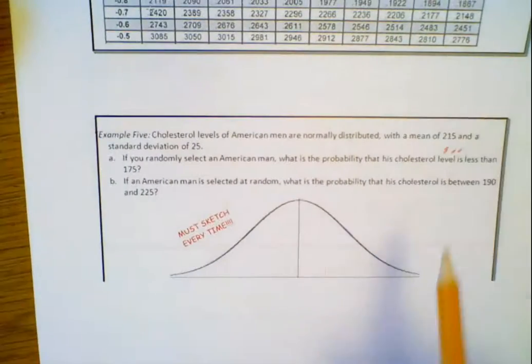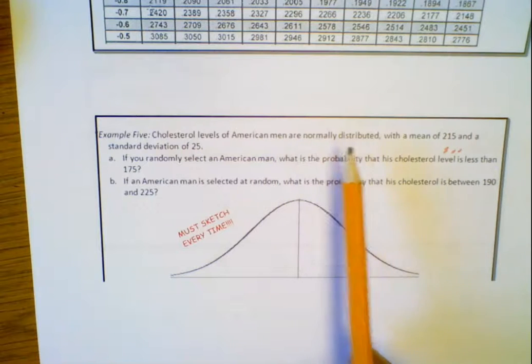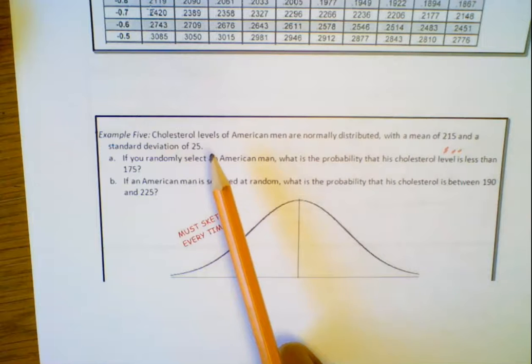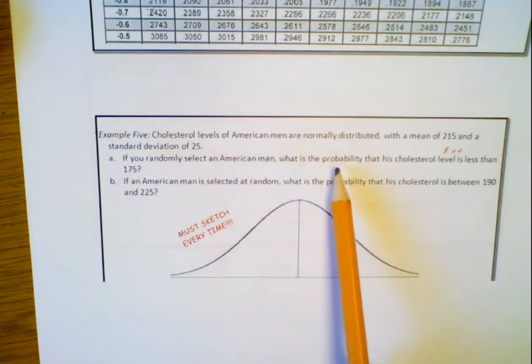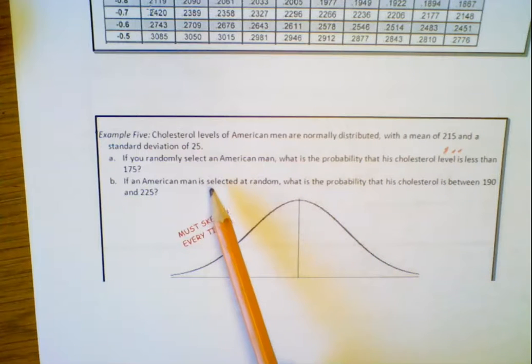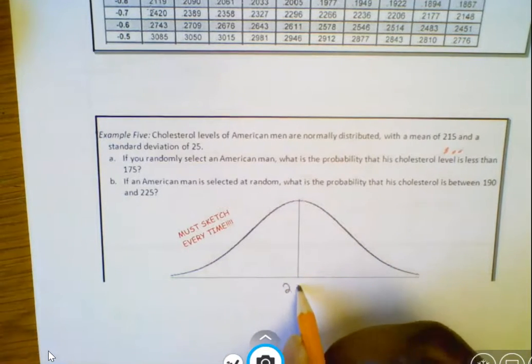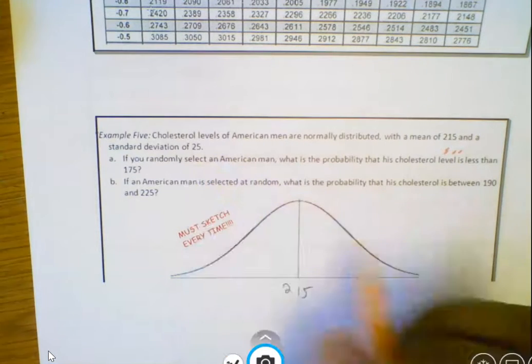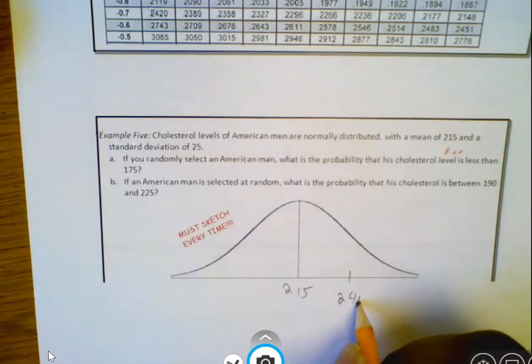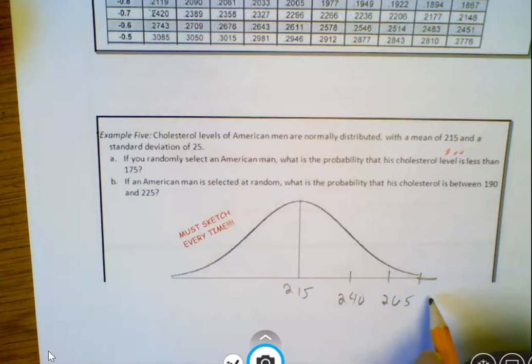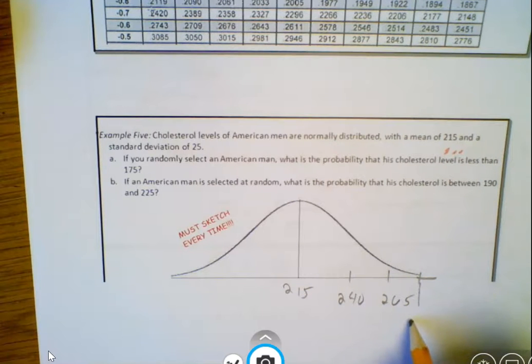The next one says, cholesterol levels of American men are normally distributed with a mean of 215 and a standard deviation of 25. If you randomly select an American man, what is the probability that his cholesterol level is less than 175? Let's first create the normal curve. The mean is 215. Standard deviation of 25. So next number up is 240. Next number up is 265. And then 3 standard deviations is 290.